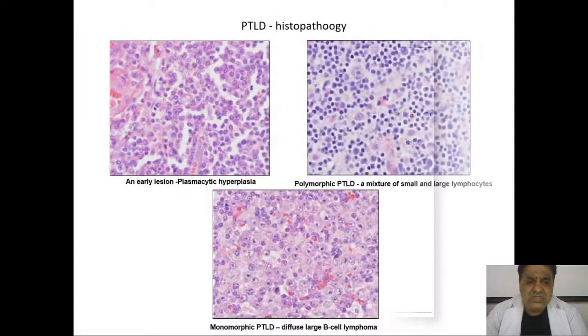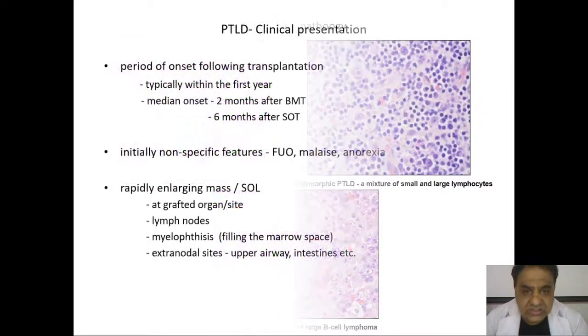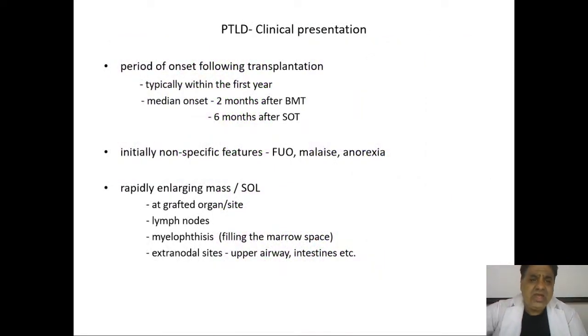So the treatment of these, these have been taught to you in pathology, right? They usually happen 2 months after BMT and 6 months after solid organ transplantation. They may have non-specific features of fever of unknown origin, malaise, anorexia, and the lymphoma presents as a rapidly enlarging mass or space-occupying lesion at the grafted site or at any lymph node, or it may fill the marrow space and lead to a macrocytic anemia, or at extranodal sites like airways and intestines, and cause obstruction.